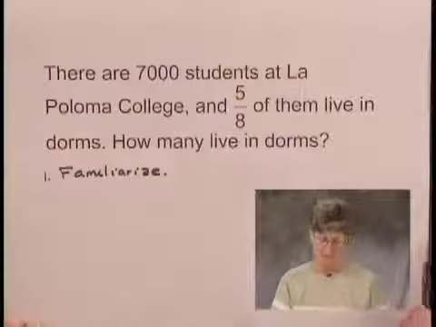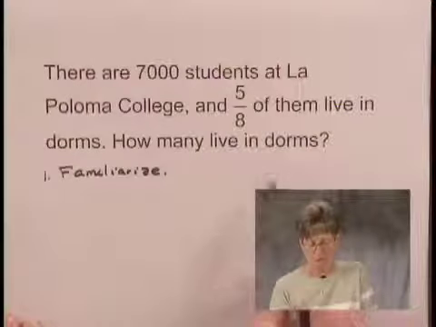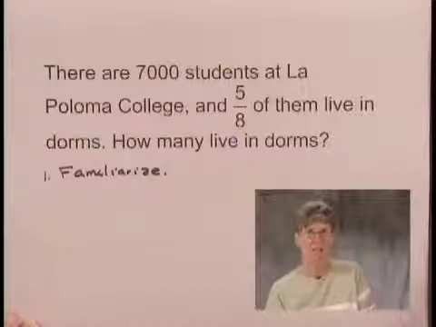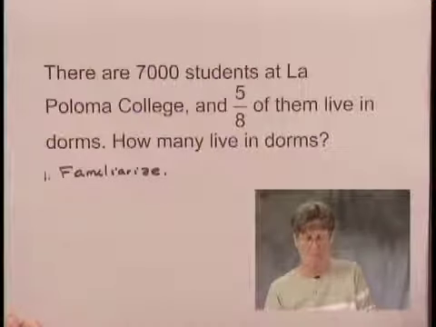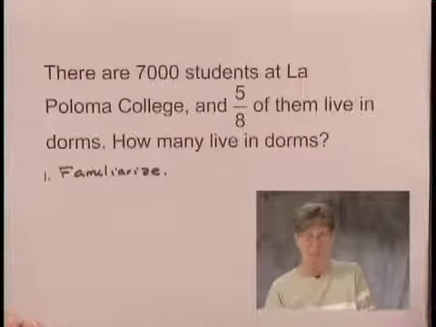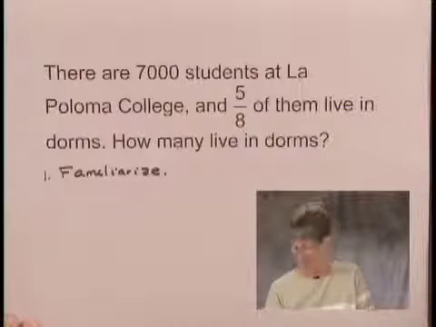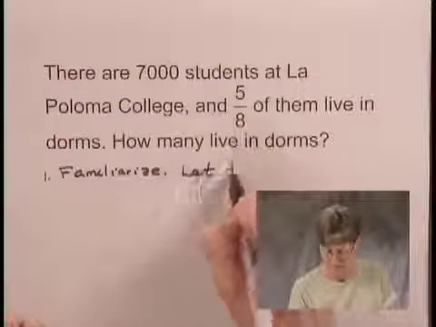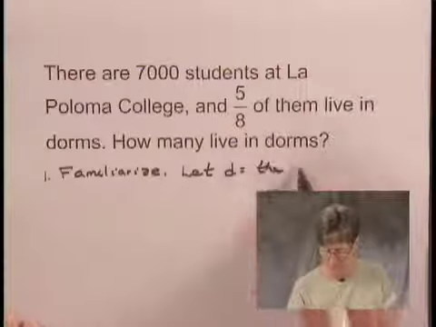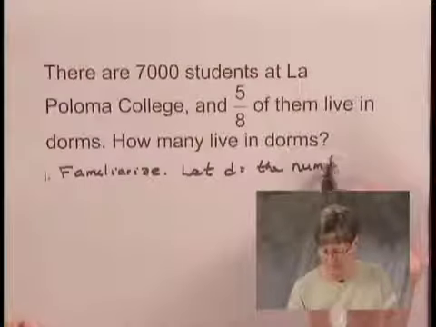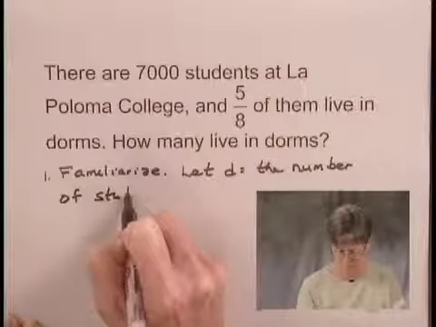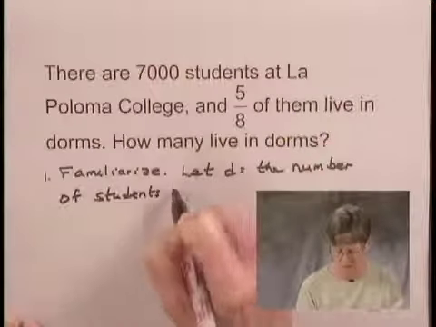Now, this is pretty straightforward. There are 7,000 students, 5/8 of them live in dorms. So what we're really wanting to know is what is 5/8 of 7,000. And we need to assign a variable to that number that we're looking for. So let's say we'll let D equal the number of students living in dorms.